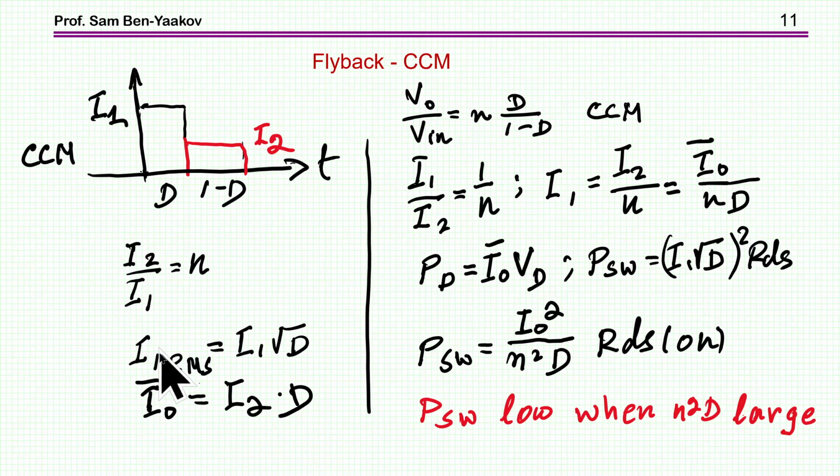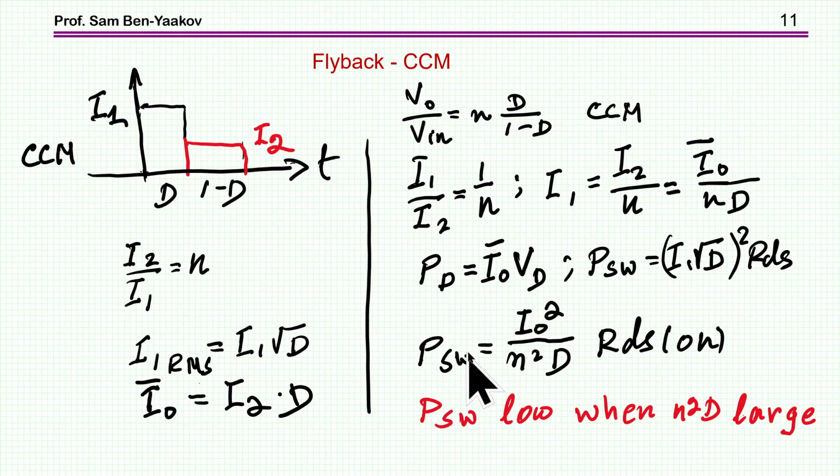So taking these into account, I find that first of all, the loss of the diode is the average output current times the voltage drop of the diode, and the conduction loss of the switch, of the transistor, is the RMS current at the primary squared times RDS on.